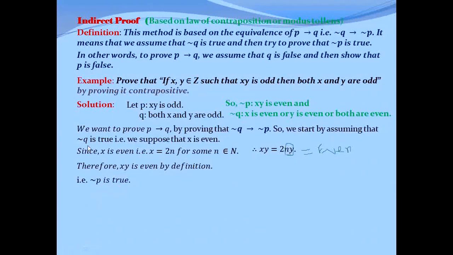That is, I started from not Q, and from this not Q I have proved that not P, that is if xy is odd is P, then not P will be xy is even. So from not Q, I proved that not P is true. If not Q is true, then not P is also true, because xy is odd is denoted by P and its negation is even. So we can write not Q implies not P.